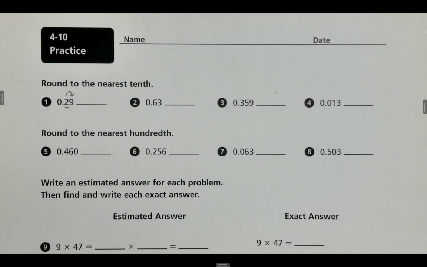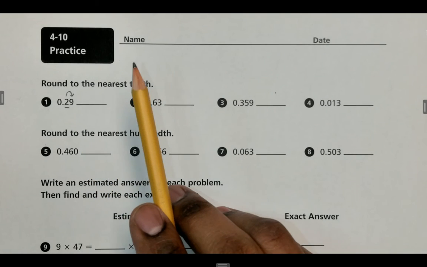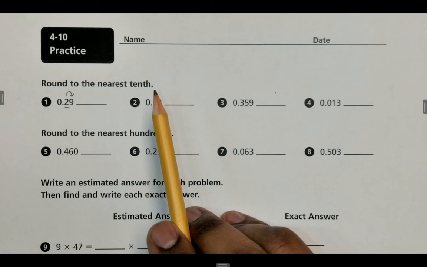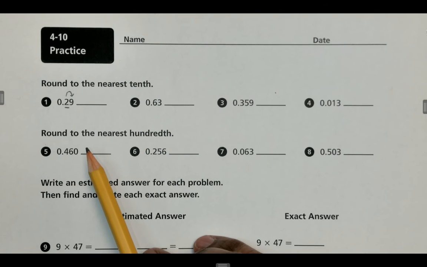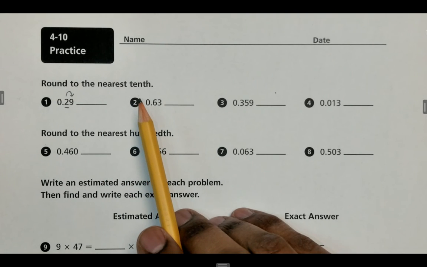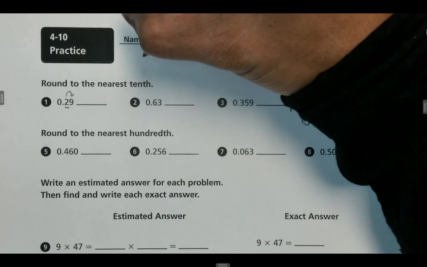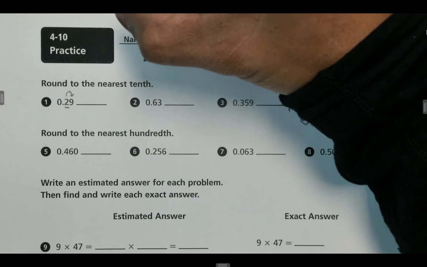Rounding decimals. In this lesson, we are going to practice rounding decimals, and we're going to use what we already know about rounding whole numbers and apply it to decimals. For the most part, it's the same, with one little difference that I will explain here. Let's just do a quick review of what we did when we were rounding whole numbers.